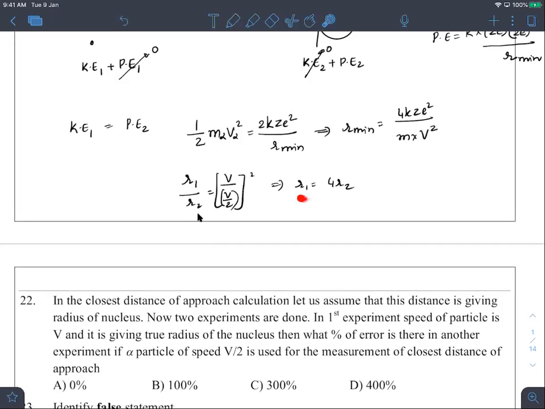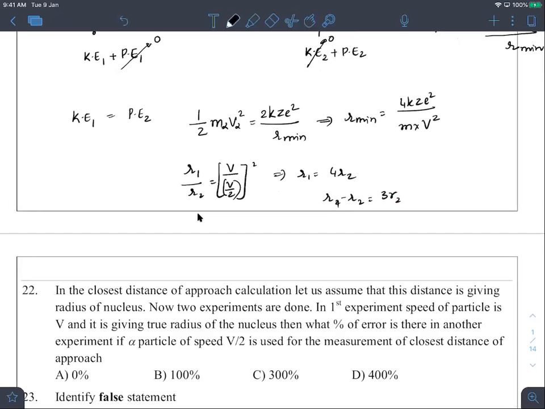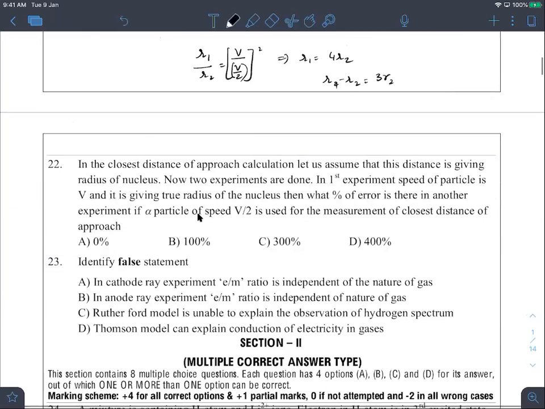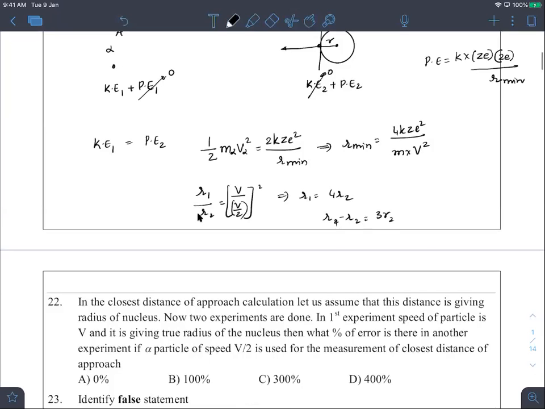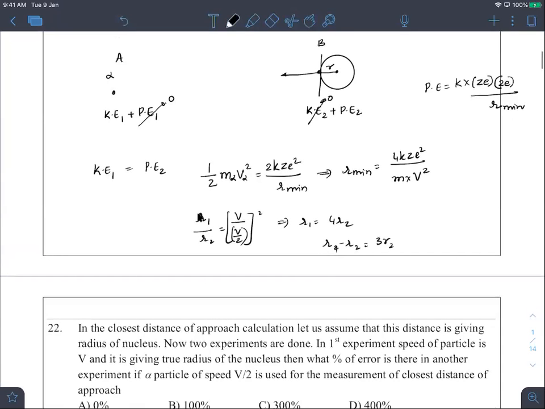So how much is the difference? That should be the error, right? So the difference is how much, beta? It is R1 minus R2, which will be equal to 3 times that of R2, right? So which means the difference we are getting is almost how much? 3 times. So if you write in terms of percentage, how much will it be? 300%. That is the error which you are getting in measuring the distance R. Guys, have you understood that?